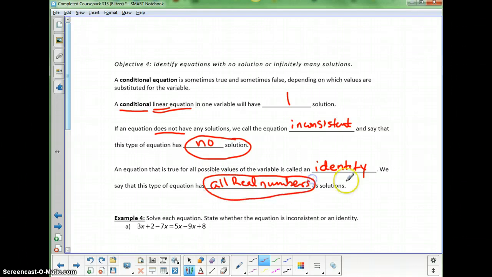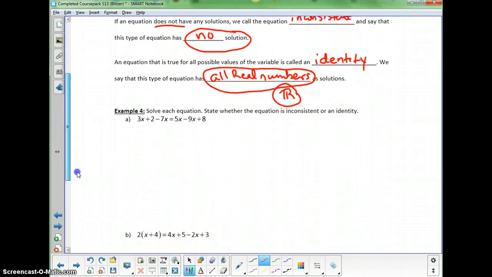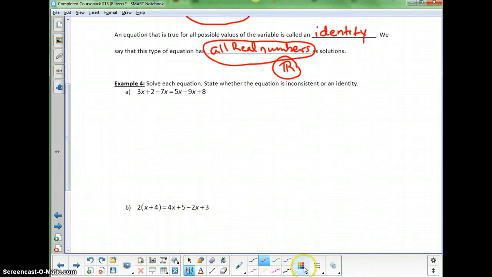And because that's a lot to write, if you want to shorten it, there's a symbol for all real numbers. It's a capital R with a double bar. You can use this symbol to represent all real numbers when you're writing things by hand. In example 4, let's solve each of these equations and state whether it's inconsistent or an identity.